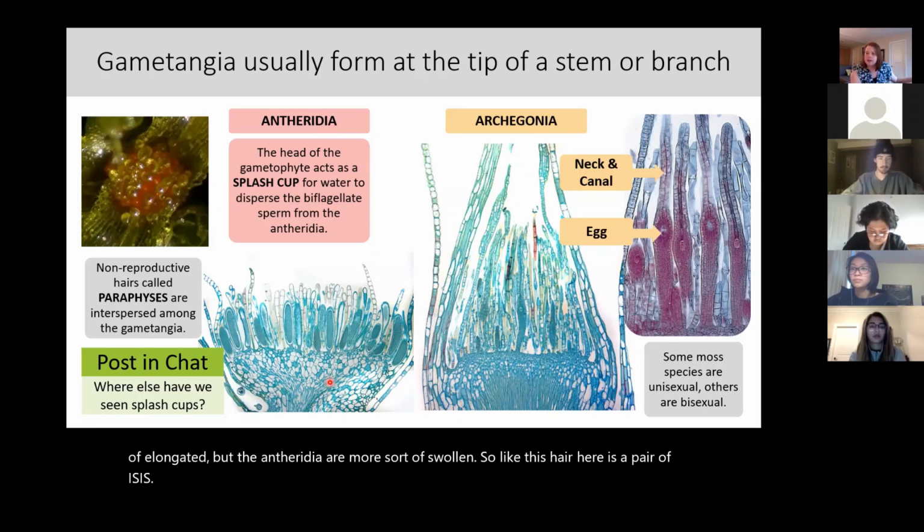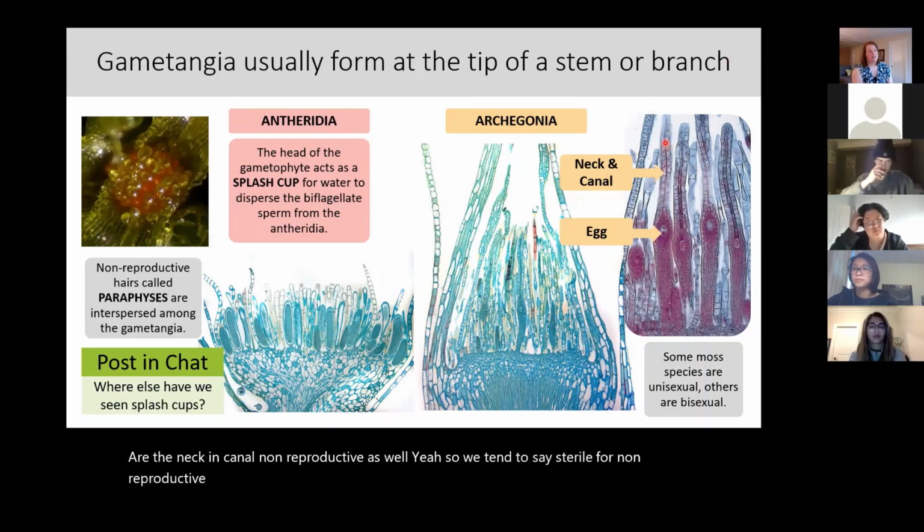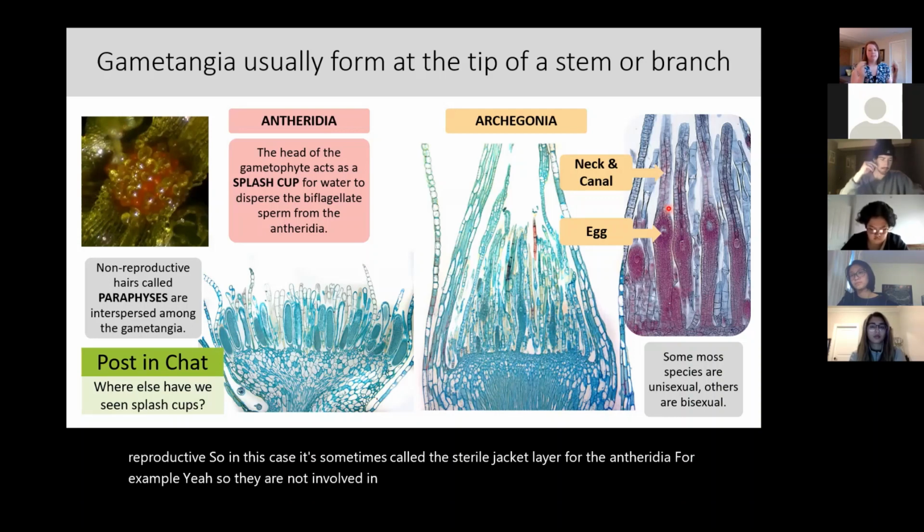Are the neck and canal non-reproductive as well? Yeah, so we tend to say sterile for non-reproductive. In this case, it's sometimes called the sterile jacket layer for the antheridia, for example. So they're not involved in the reproductive process except as sort of guiding and housing it.